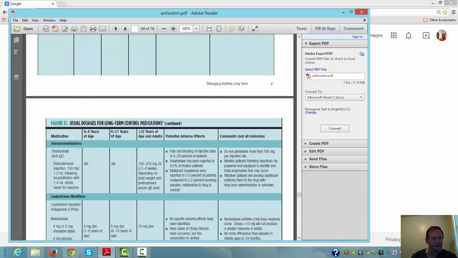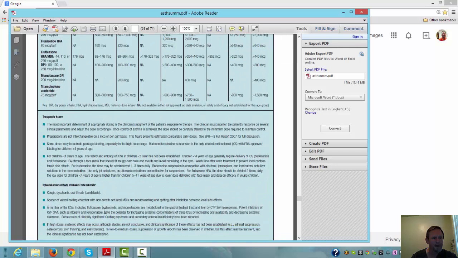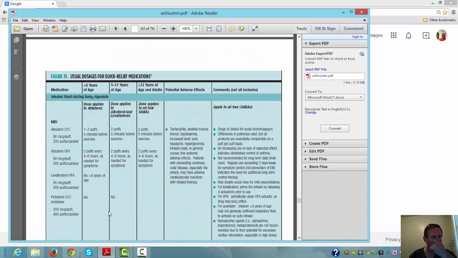Is it going to be here? I mean, long. So this is the last one. It should be the first one. There we are. Inhaled short-acting. So albuterol. Dose applies to albuterol. 1 to 2 puffs.